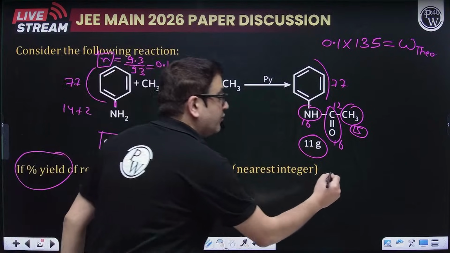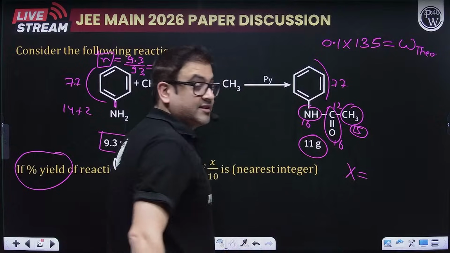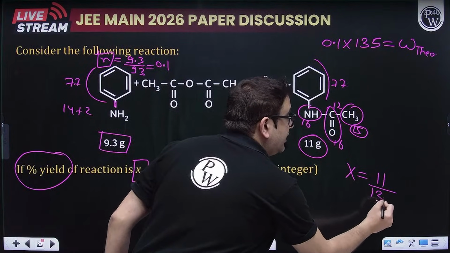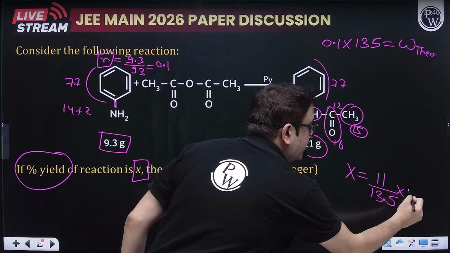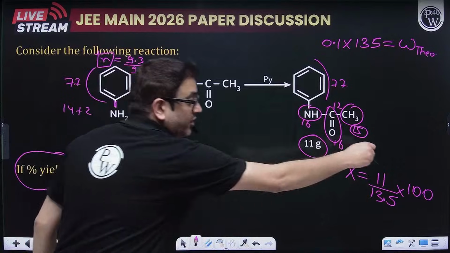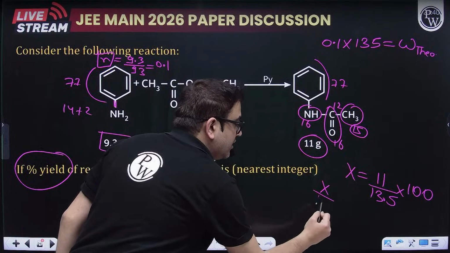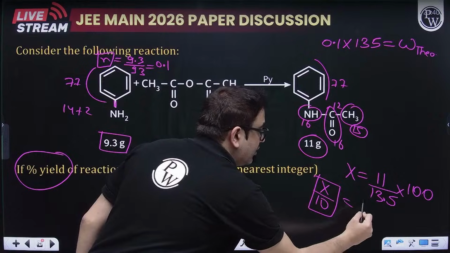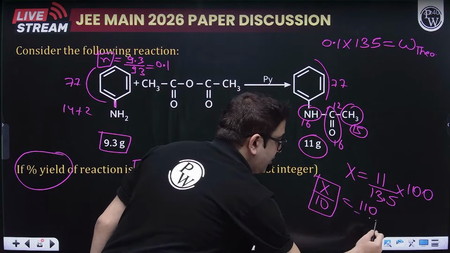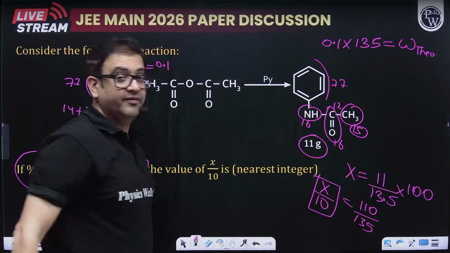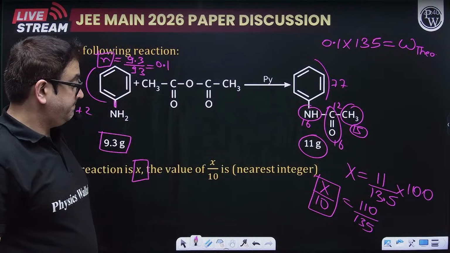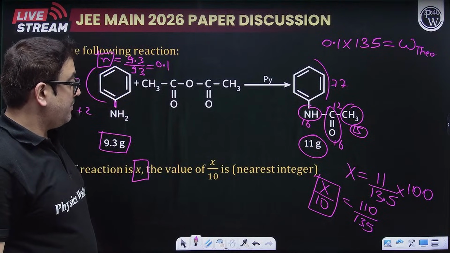11 gram. So what will be the percentage? X is the percentage. 11 has been produced, but theoretically you are expecting 13.5, upon 100. What you have to report is x by 10, so bring the 10 over here. So this x by 10 will be equal to 110, because the 10 is gone, upon 135. So this is 110 upon 135.